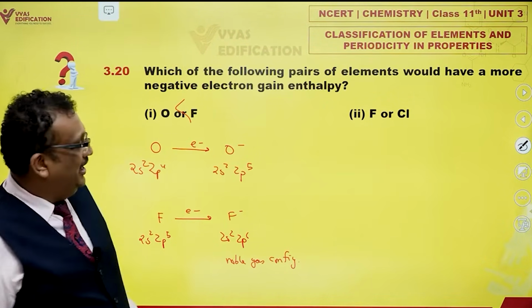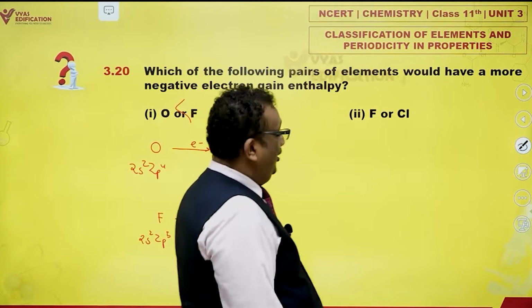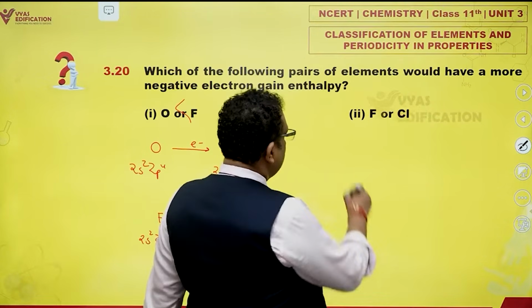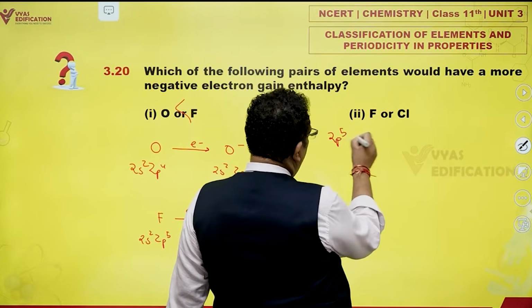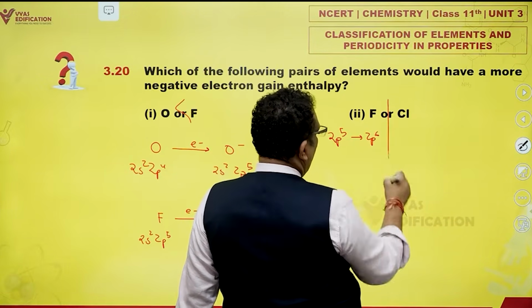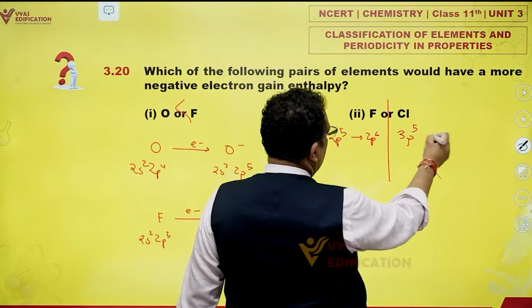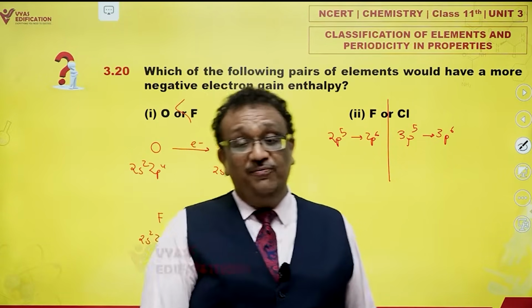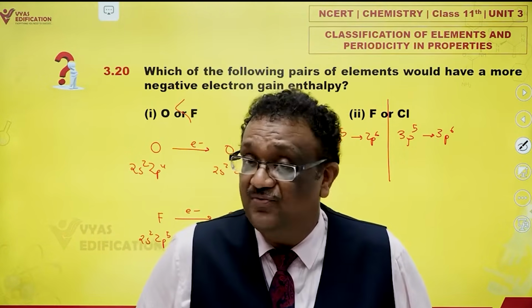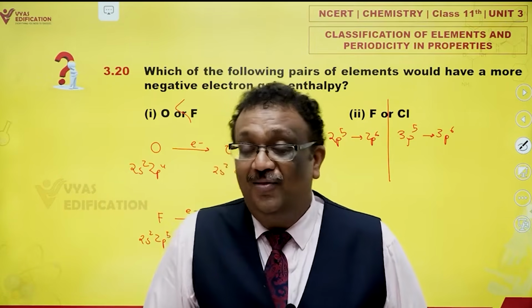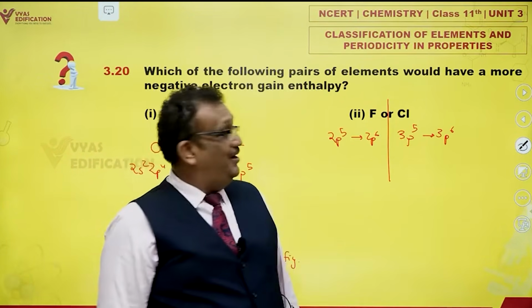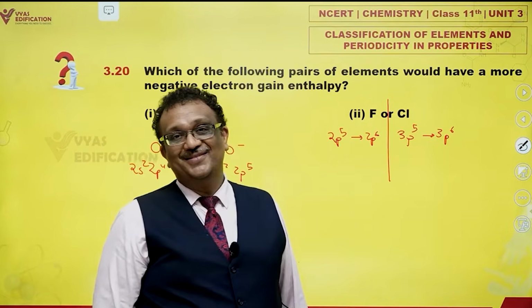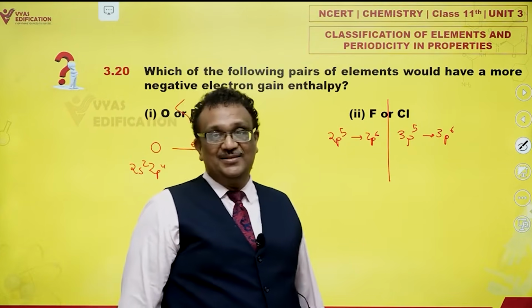The second one, F or Cl. Now in both the cases, fluorine goes from 2p5 to 2p6. Chlorine goes from 3p5 to 3p6. So the happiness of noble gas configuration is there in both F as well as Cl. Then can we compare F and Cl? There is a very special case. What happens is this.